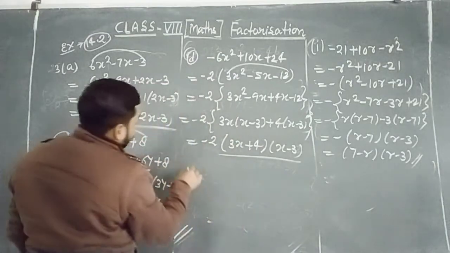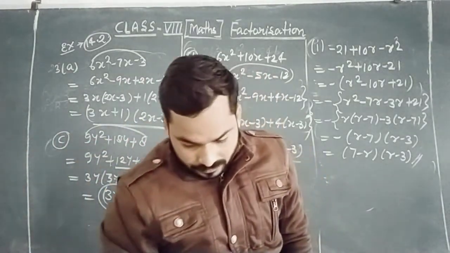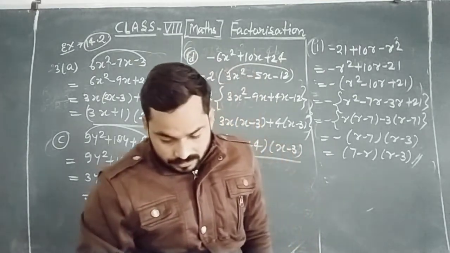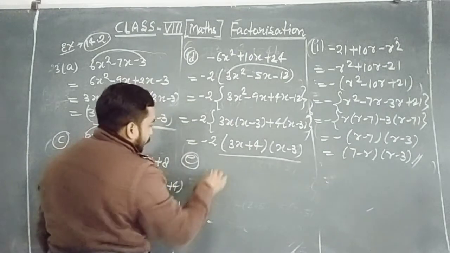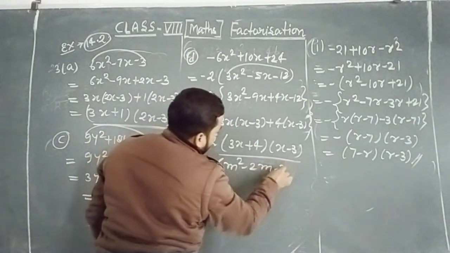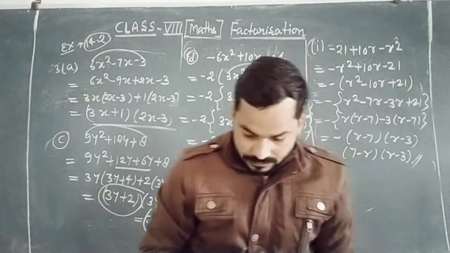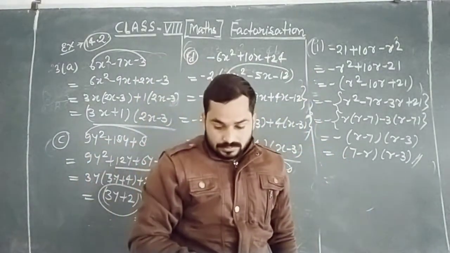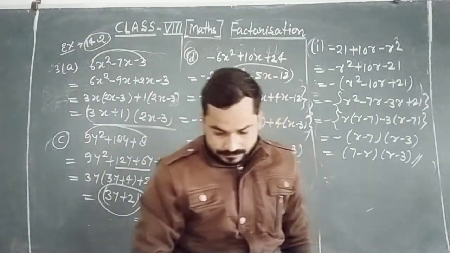Take the D part. Right here, descending order of power. 6m square minus 2m minus 20. 6 times 20 is 120.